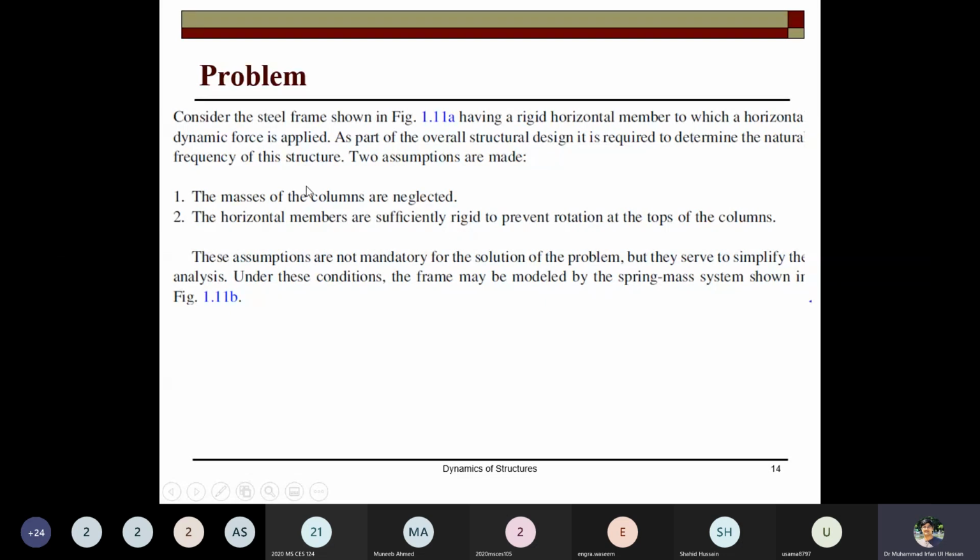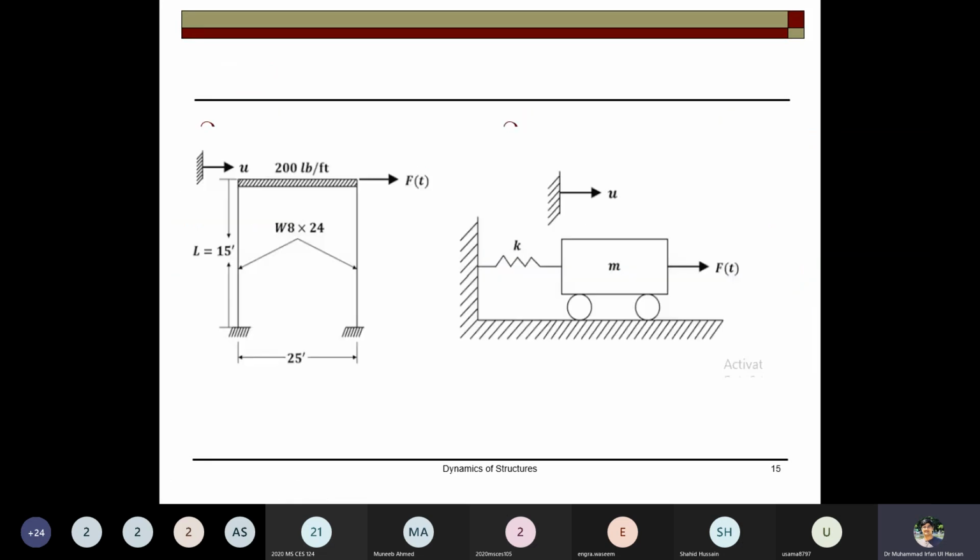These assumptions are not mandatory, but we can simplify the problem because there will be no degrees of freedom present inside the beam, no rotation. This will simplify our analysis. Normally in civil engineering structures, we are interested in the response at the top node at story level for earthquake load. So this is the problem.